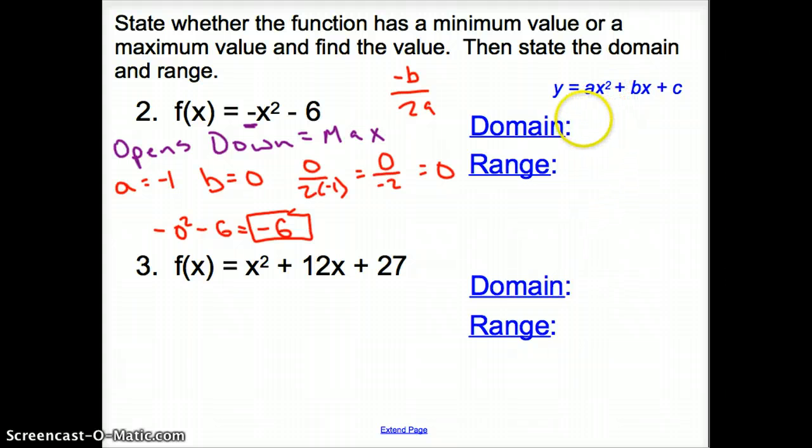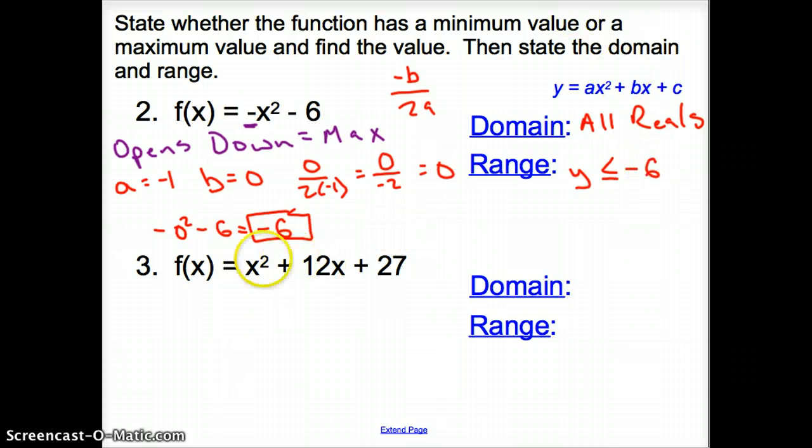My domain is all reals. However, my range is y, and since we have a maximum value, that maximum value is -6, so that means that we cannot go above -6, so all my y's have to be less than or equal to -6.